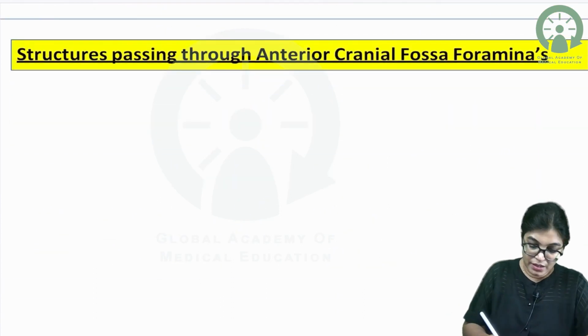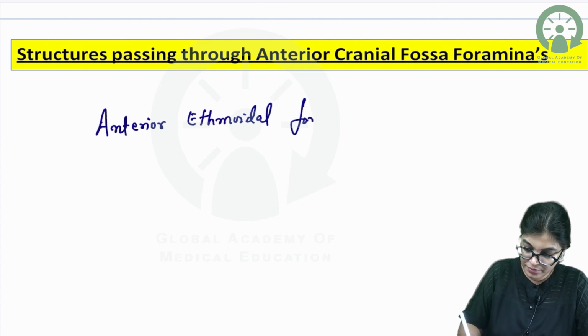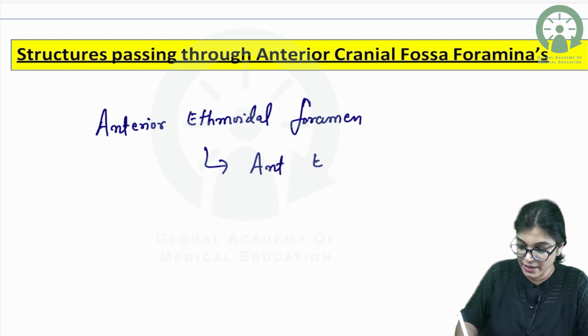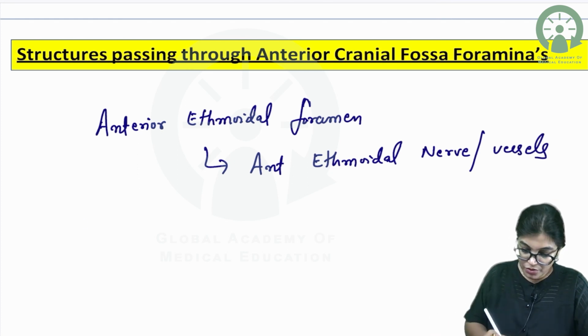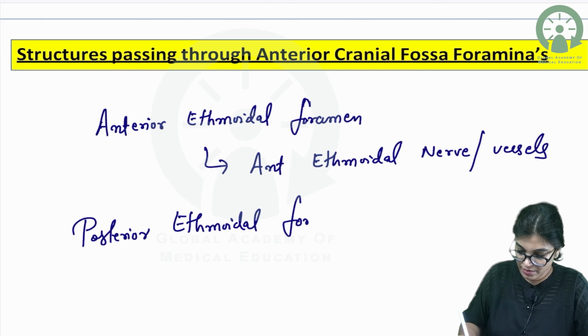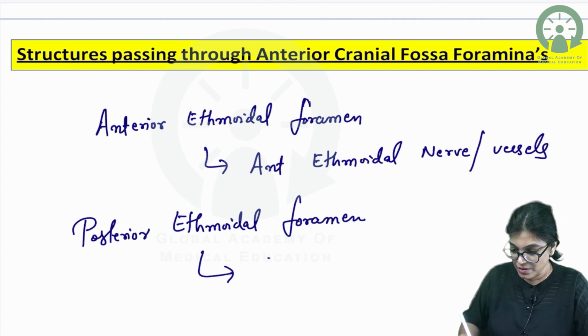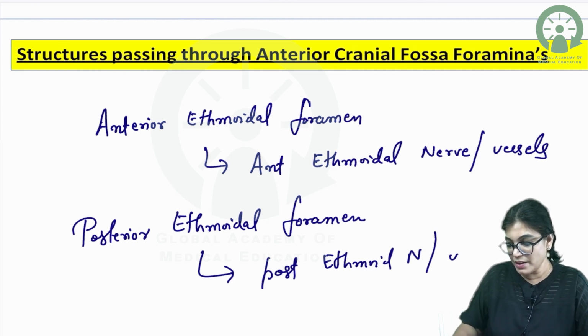Now, through the anterior ethmoidal foramina, the structures traversing are anterior ethmoidal nerves and vessels. Through the posterior ethmoidal foramina, the structures traversing are posterior ethmoidal nerves and vessels.